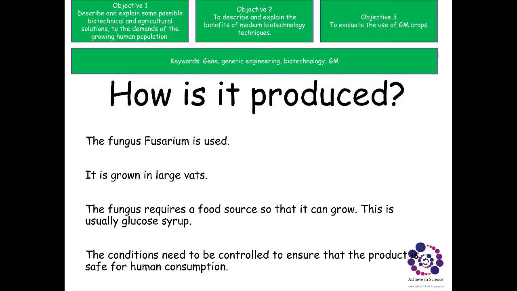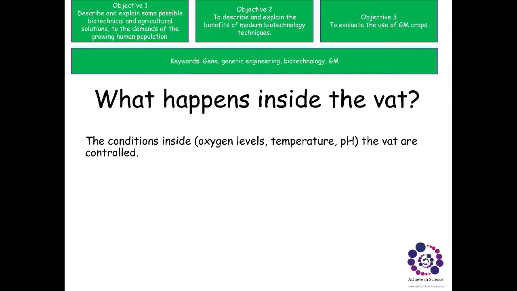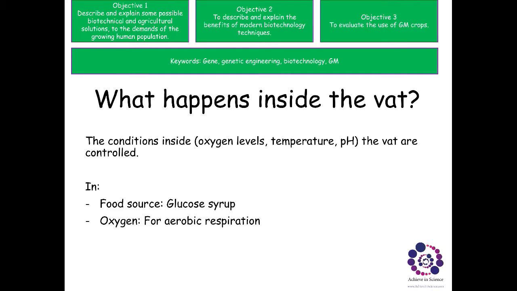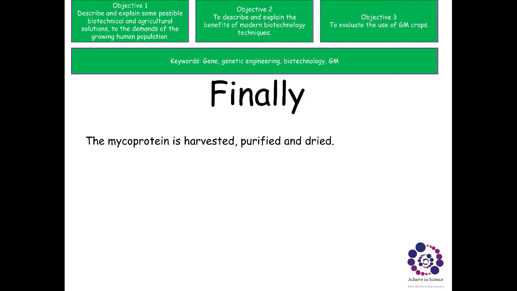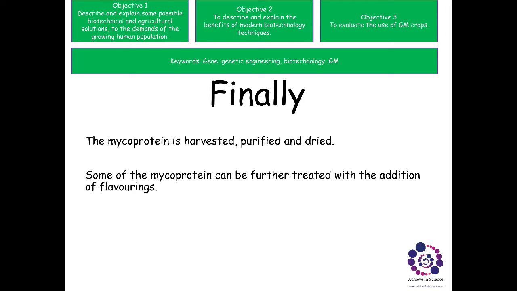Let's have a look a bit more at what's happening inside the vat. Other conditions such as oxygen levels, temperature, pH all need to be controlled to ensure that it is safe. Put into the vat is the food source, the glucose syrup, and oxygen, so that aerobic respiration occurs throughout. Minerals are added and also nitrogen in the form of ammonia. Finally, once the mycoprotein has been produced, it is harvested, purified and dried. Some of it might be further treated with the addition of flavourings to make it more appealing and attractive.